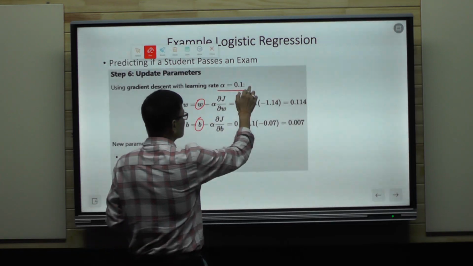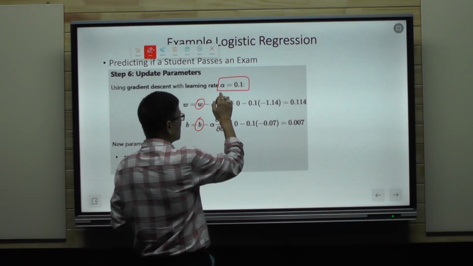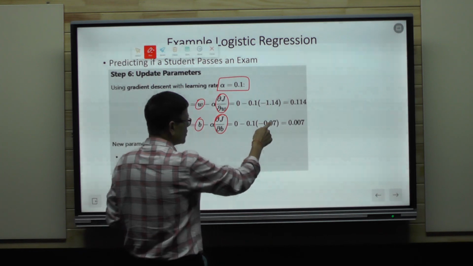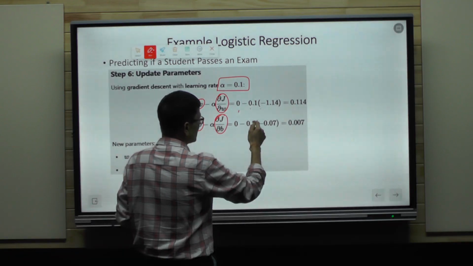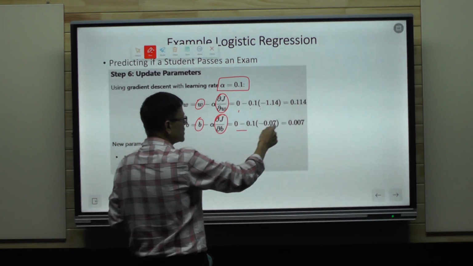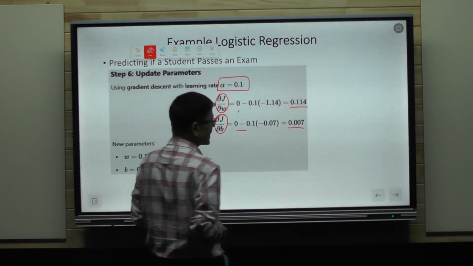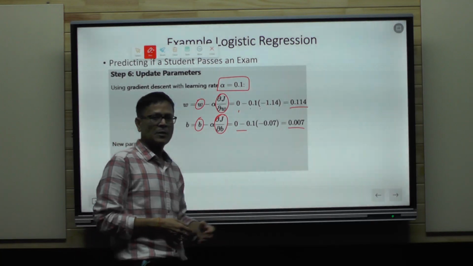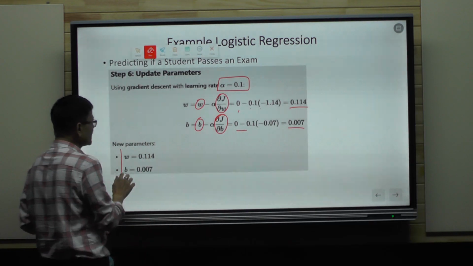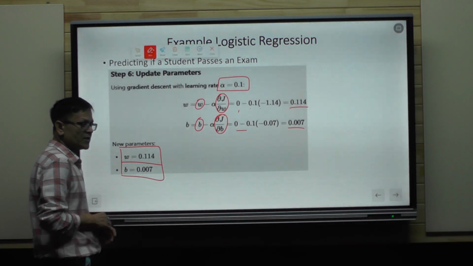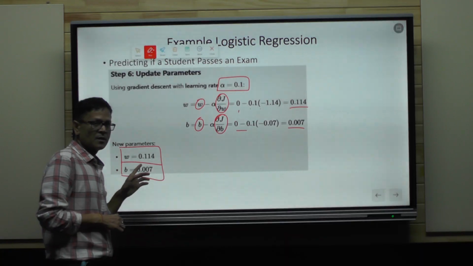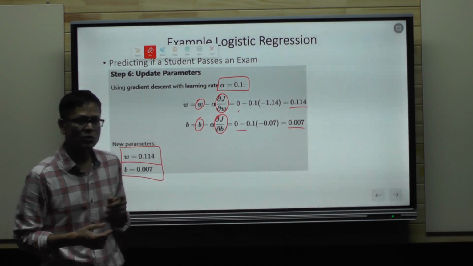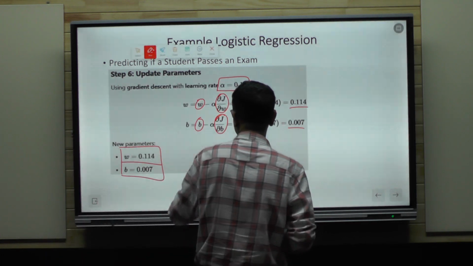So alpha, the learning rate, is assumed to be 0.1. This is the log loss partial differentiation which we calculated previously. It was minus 1.14 and 0.07. So 0 minus 0.1, that's the learning rate, multiplied by this factor. What it does is it converts the negative values to positive values divided by 10, because it is multiplied by the factor of 0.1. So the new parameters that we have learned from the first iteration of the data set are 0.114, that's the weight value of w, and the bias b is 0.007.